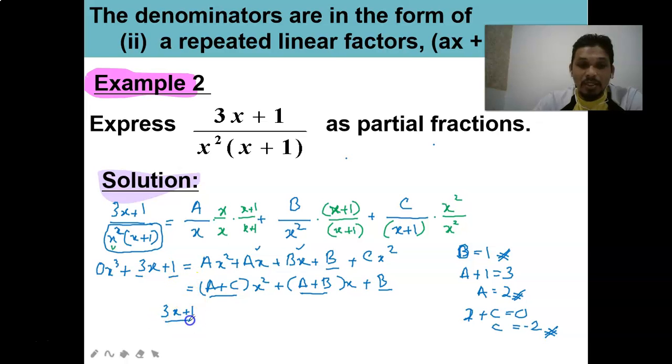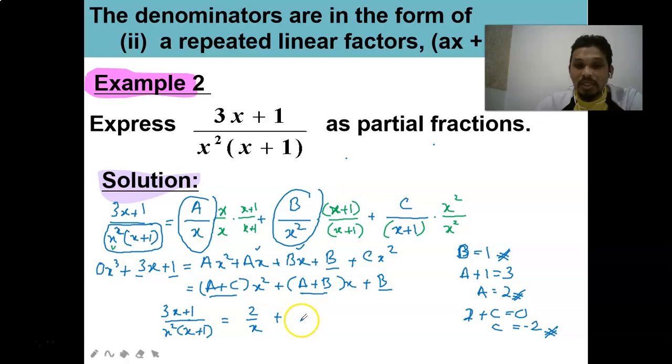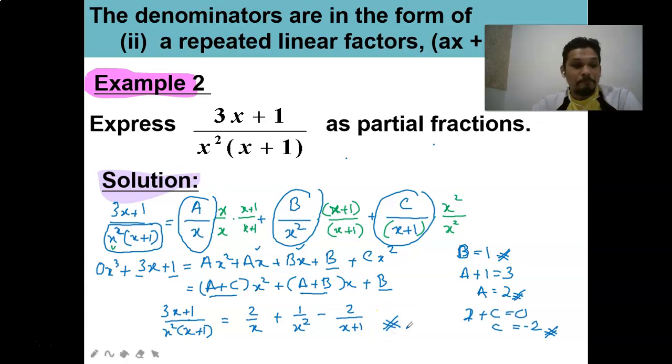3x plus 1 divided by x squared, x plus 1 equals, okay, this one here, A over x, where A equals 2 divided by x, plus B, the blue one here, the blue ink, B equals 1, so 1 over x squared. And this one here, C equals negative 2 minus 2 divided by x plus 1. Good. Okay, next.